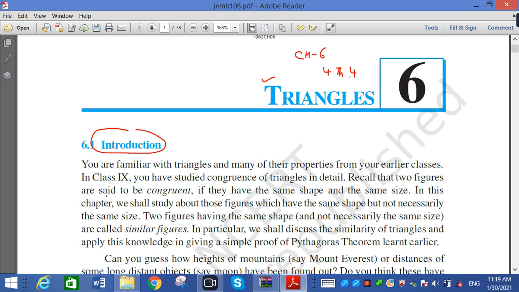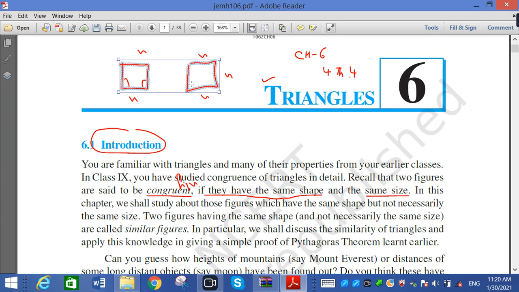Two different figures are said to be congruent if they have the same shape and the same size. Congruent figures, when can we say? Same shape and same size. For example, 4 centimeter, 4 centimeter, 4 centimeter, 4 centimeter, and 90 degree, 90 degree, 90 degree, 90 degree. So you can say like that.